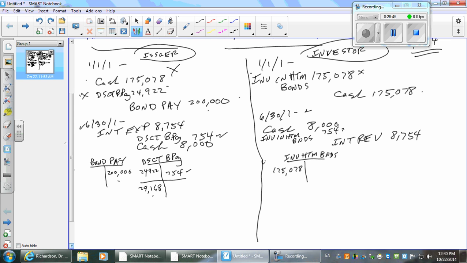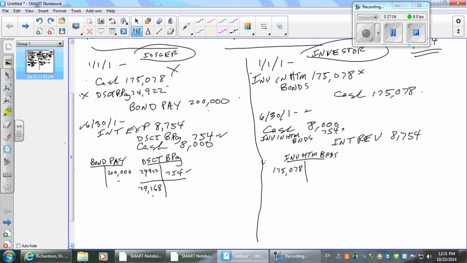It's just like equipment less accumulated depreciation. Everybody got the idea of this? Or accounts receivable less allowance for doubtful accounts. You take the 200,000 less the discount is what your carrying value is. Everybody good? And the carrying value is going to keep going up, isn't it? Every time you do some amortization of the discount. It's going to keep going up until it gets to 200,000.